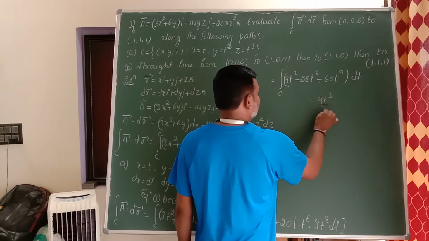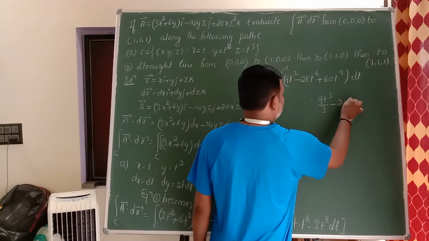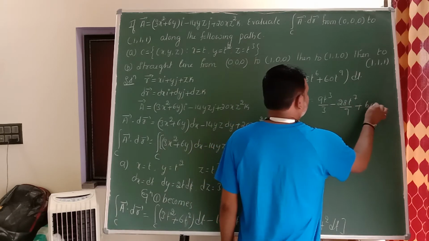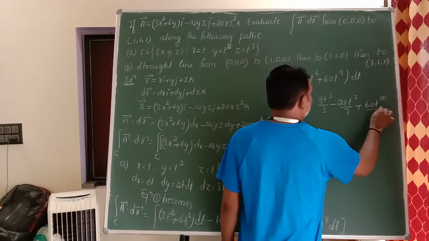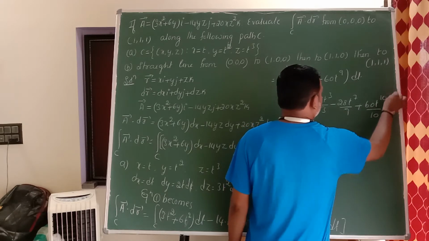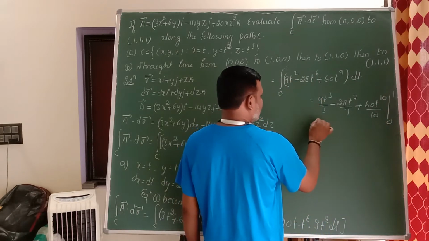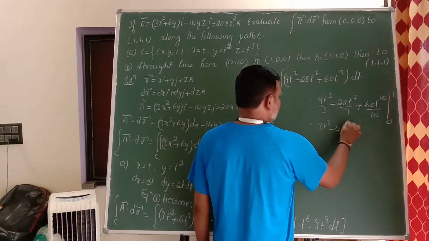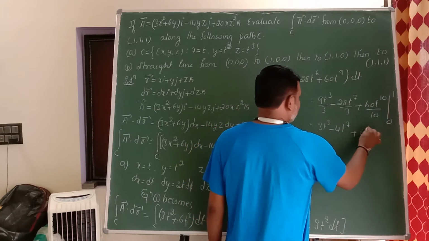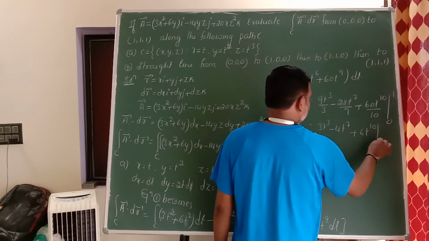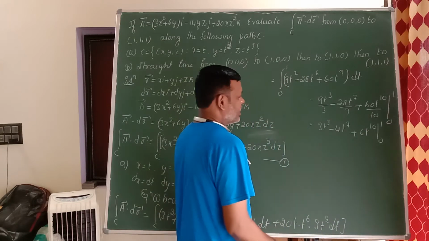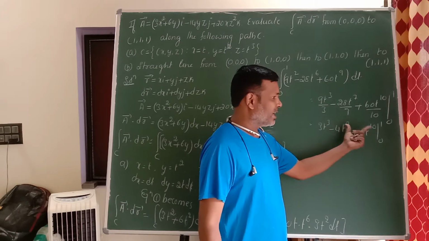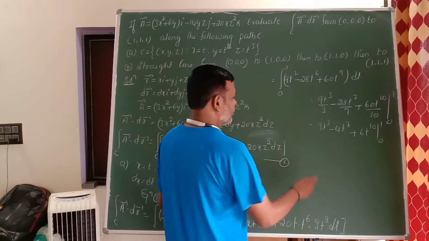9t cube divided by 3 minus 28 t power 7 divided by 7 plus 60 t power 10 divided by 10, from 0 to 1. After simplification this becomes 3t cube minus 4t power 7 plus 6t power 10 from 0 to 1. So again, as usual, the lower limit is 0. No need of giving the lower limit, it automatically vanishes. So just apply the upper limit.